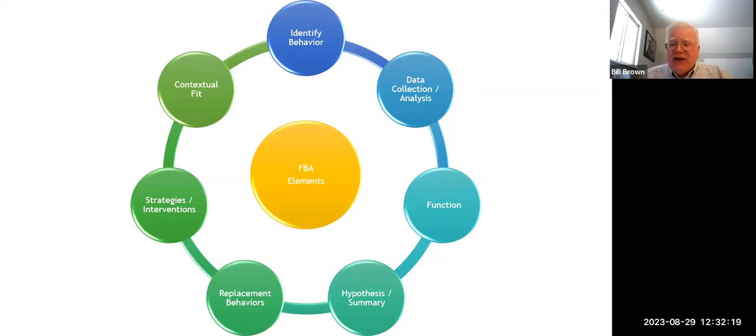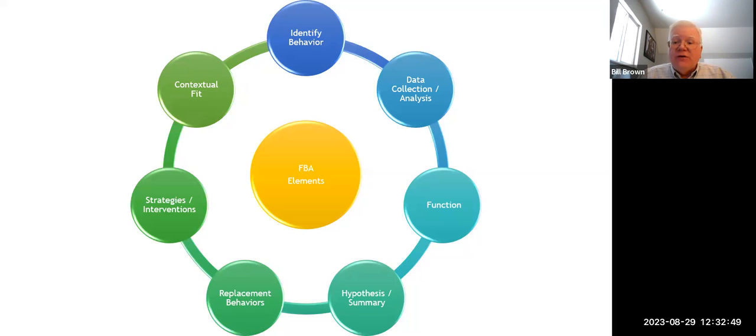The function is the purpose of the behavior. That's the why they're engaging in that behavior, how they're benefiting from it. And then from the FBA, we're going to generate either a summary or hypothesis statement, and that is what we'll use to create the behavior intervention plan. Then we're going to look at replacement behaviors and desired behaviors. Replacement behaviors are how do we eliminate the immediacy of the crisis? And the desired behaviors are what new skills should we teach the student?